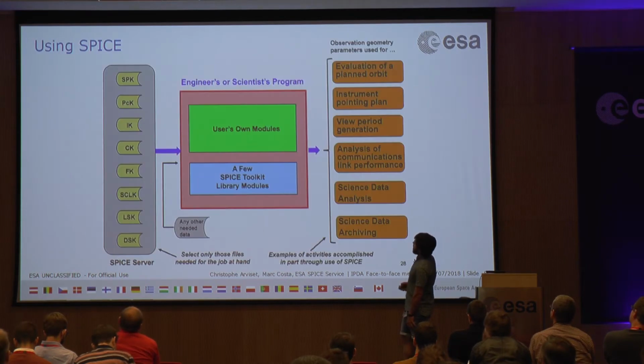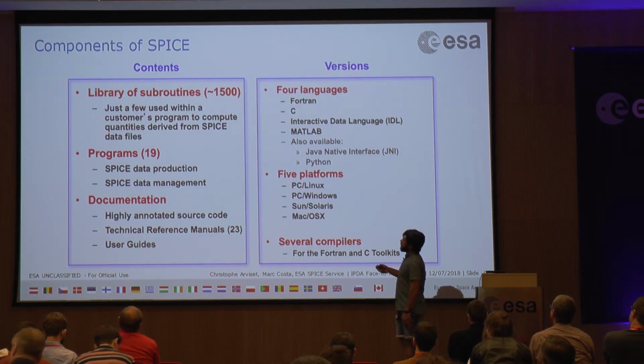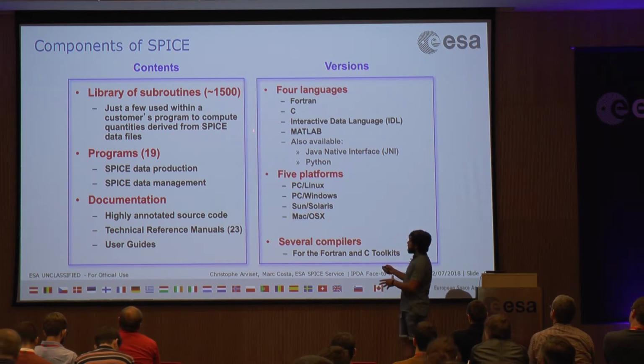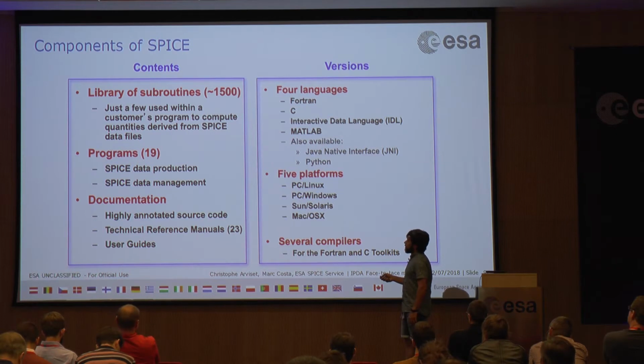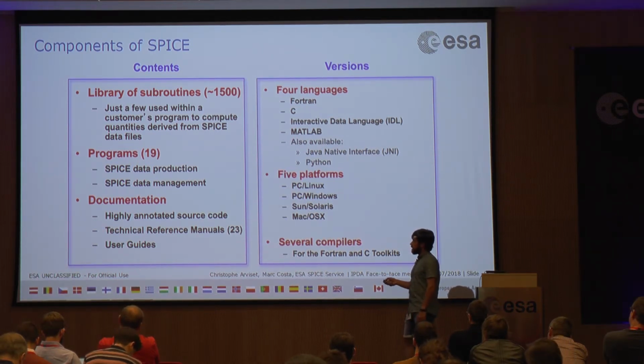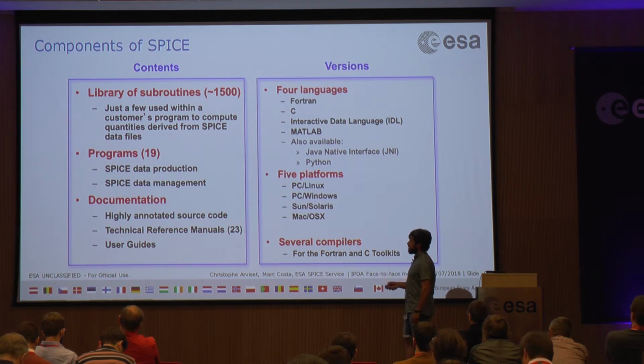Let me go back. So the components of SPICE are the following. You've got the library of subroutines, which, as I mentioned before, is around 1,500. You're going to use just a few. There's also a reduced set of executables that you can obtain for your favorite OS, which encapsulate different APIs for common uses, especially to generate SPICE data and to manage SPICE data.